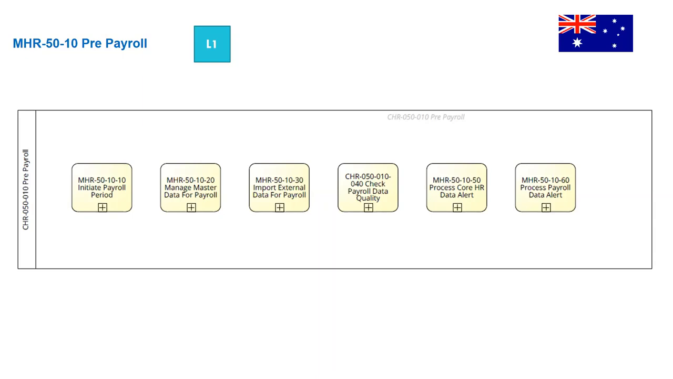Suppose you are designing an alert, say for core HR data. If the bank data is missing, you have written a business rule so that the system automatically gives notifications to the payroll process manager, or whoever is taking care of the payroll. He will get a notification, not towards the end of the month when you are initiating the payroll, but on the day itself.